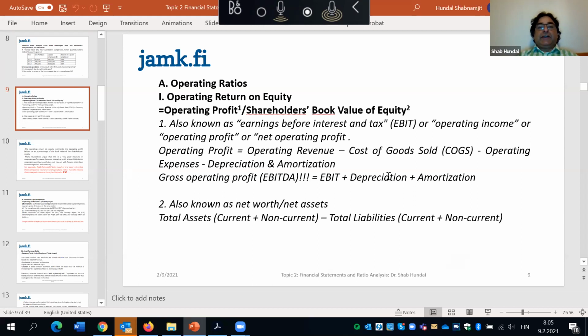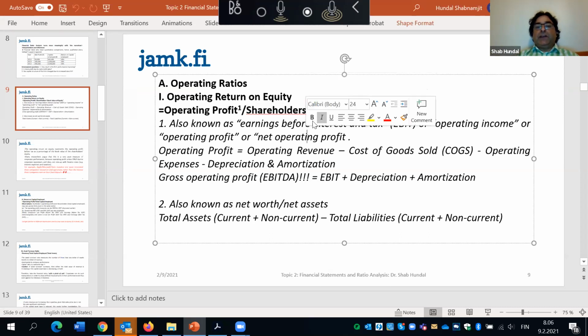The first category of ratio is operating ratio, but the first measure of operating ratio is called operating return on equity. Operating return on equity means how much return you produce on the equity investment. You know that we have two types of financing in the company. One is the debt capital that we borrow, and the other is the equity capital, where people are the shareholders. So you can also call the equity the shareholders' equity.